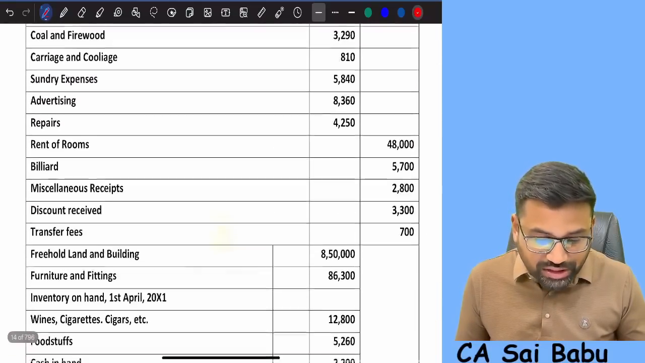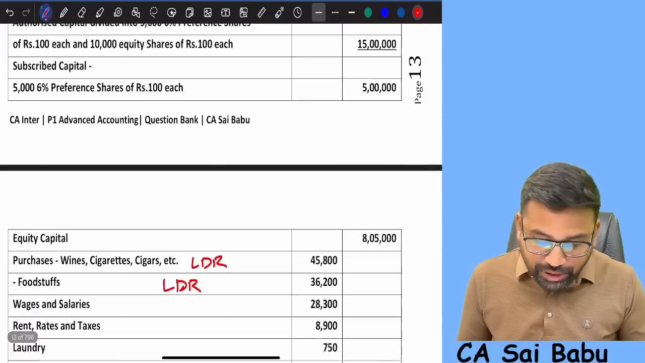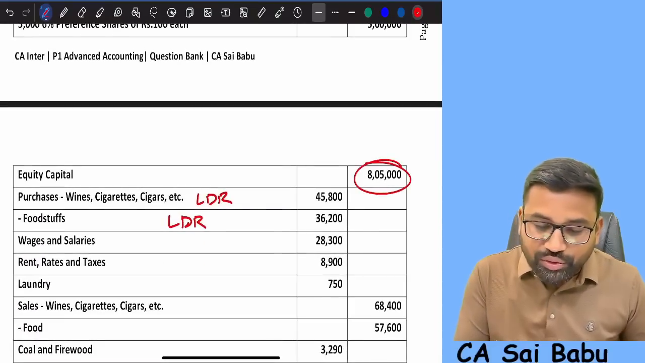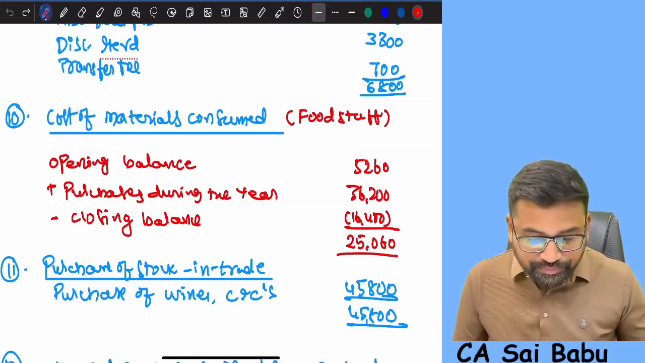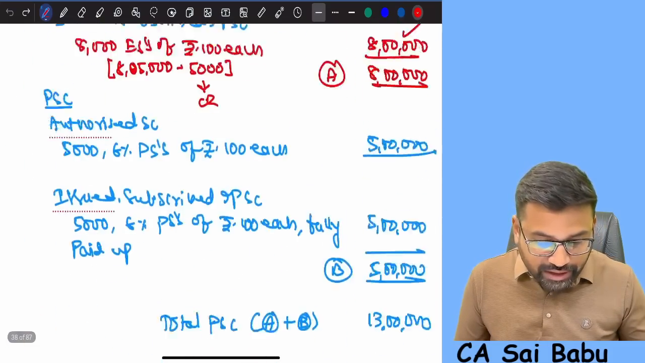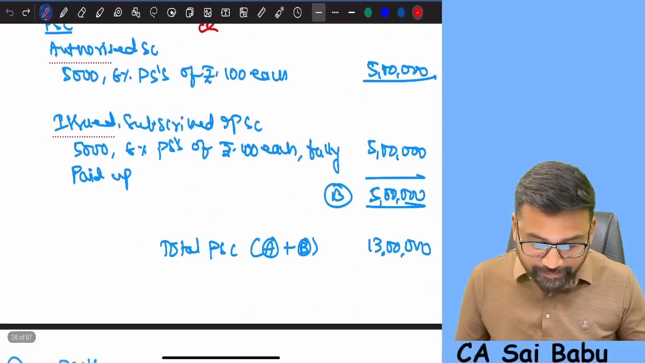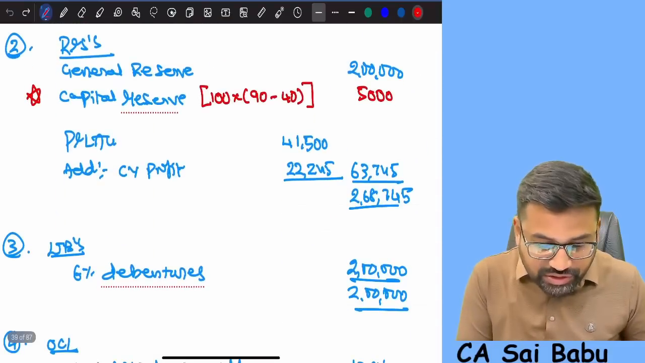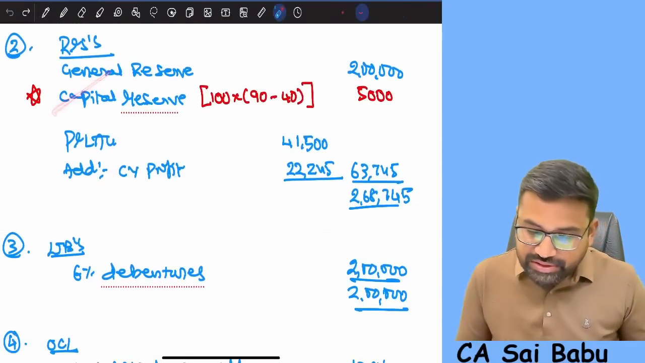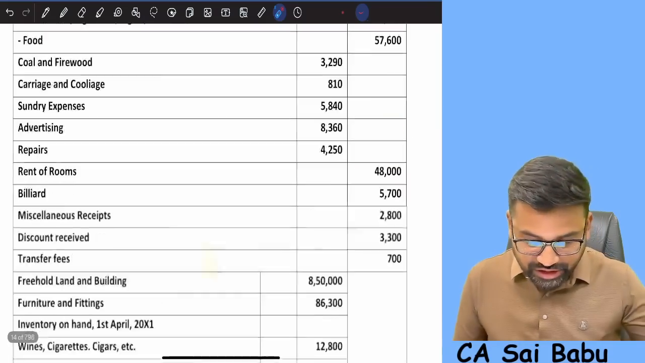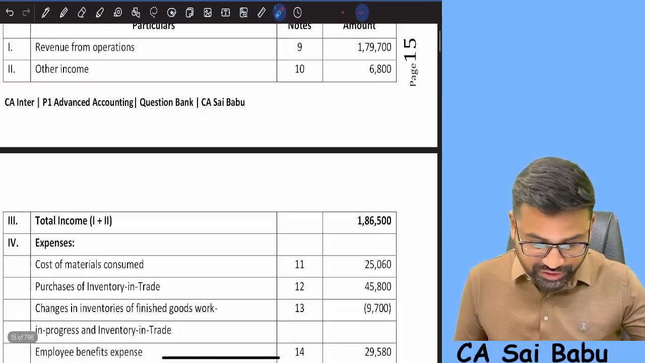But in this question, what they have done is, they have included it as a part of share capital. So therefore, we need to remove it from the equity share capital and show it as a part of capital reserve. This is an important adjustment here. So when you are presenting reserves and surplus, see this, capital reserve 5,000. So this is illustration number 4, important adjustments.